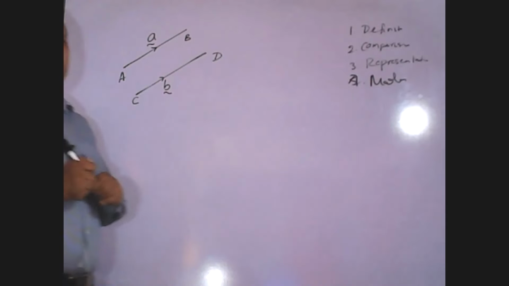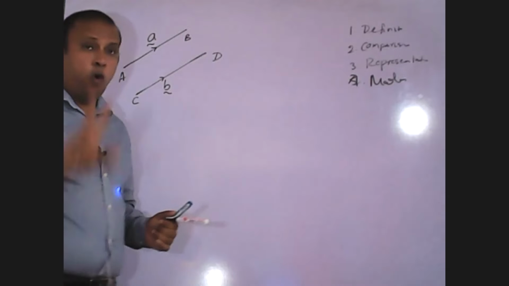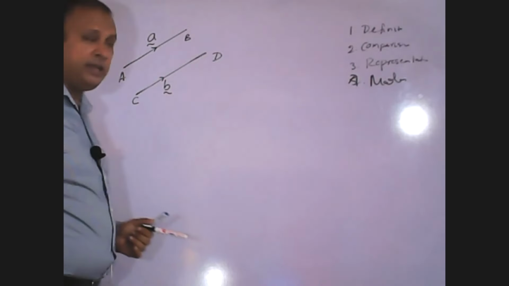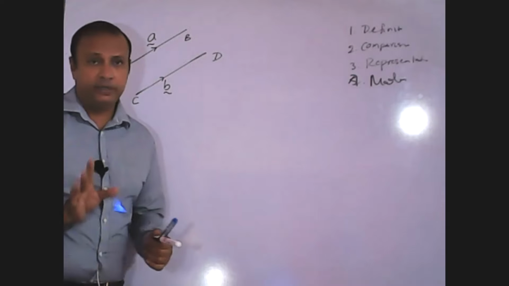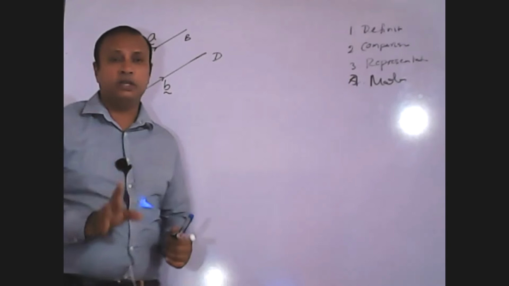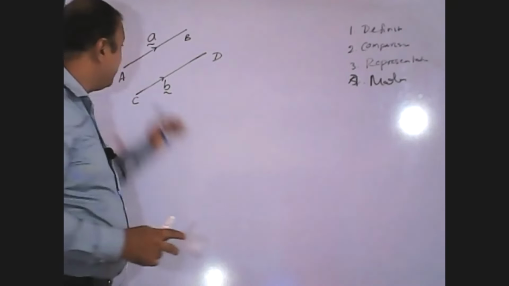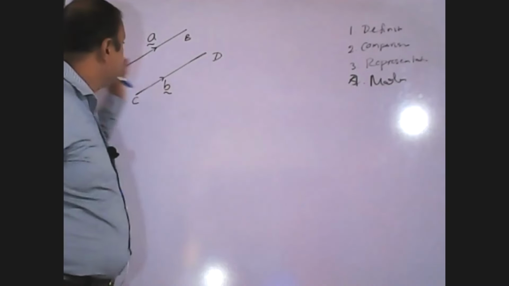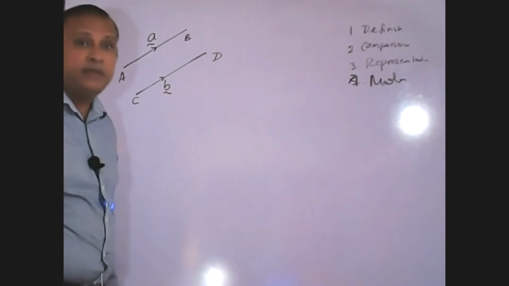Okay. Suppose we are given two homogeneous vectors. Homogeneous vectors means same physical quantities. Both have the same physical quantity. So suppose we are given two homogeneous vectors AB and CD.